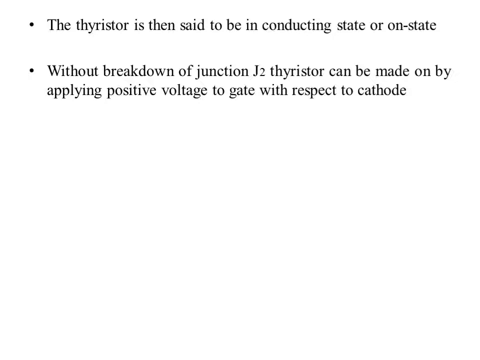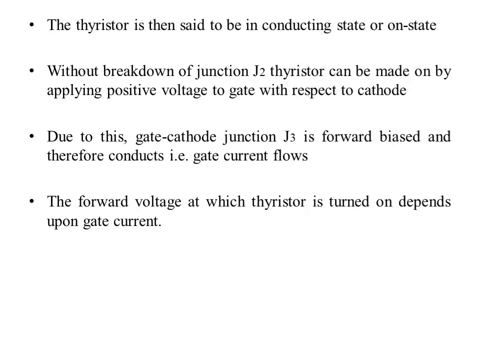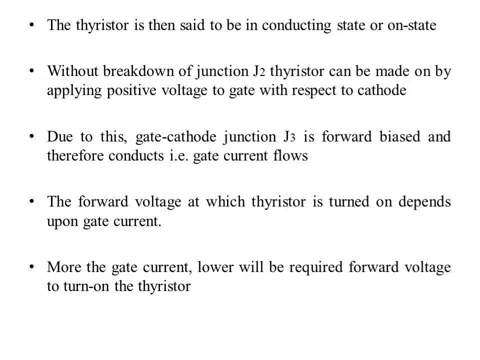With breakdown of junction J2, the thyristor can be made on by applying positive voltage to the gate with respect to cathode. Thus, due to this, the gate cathode junction J3 is forward biased and therefore conducts, that is, gate current flows. The forward voltage at which the thyristor is turned on depends upon the gate current. The more the gate current, the lower will be the required forward voltage to turn on the thyristor.